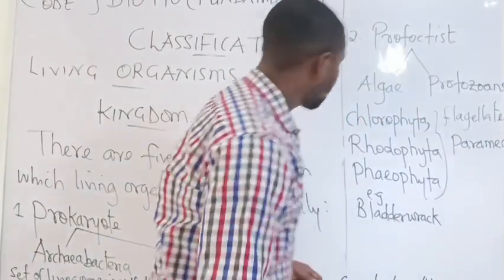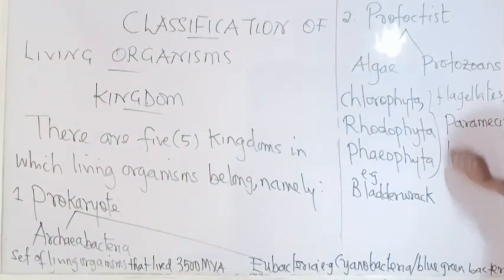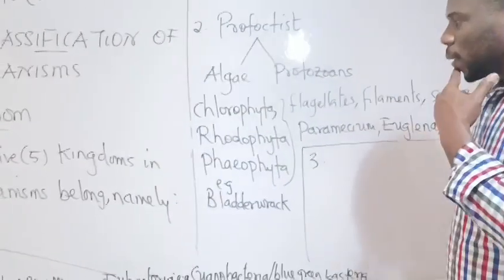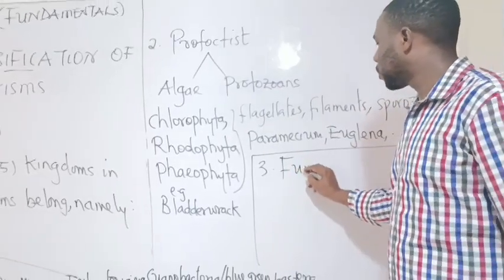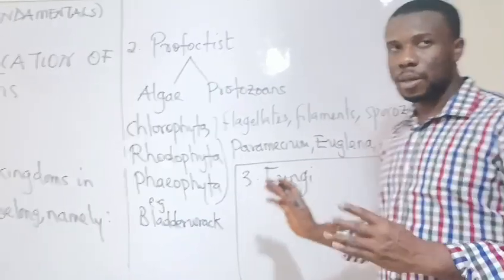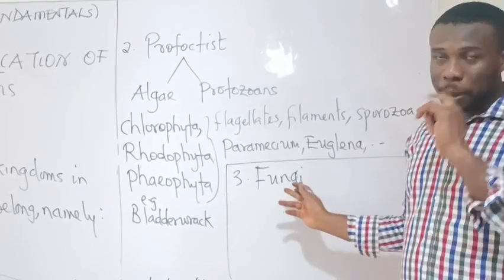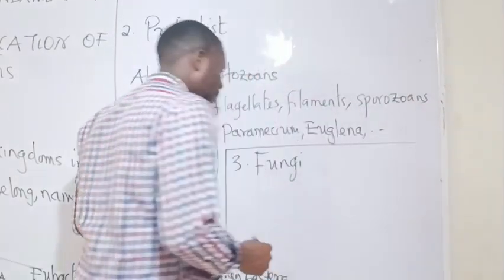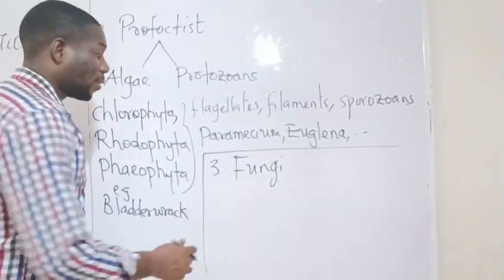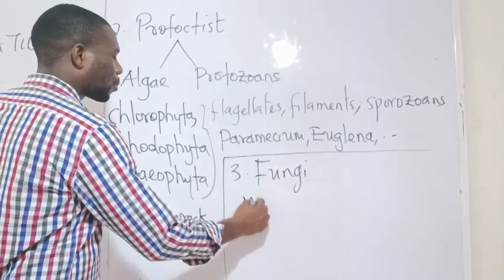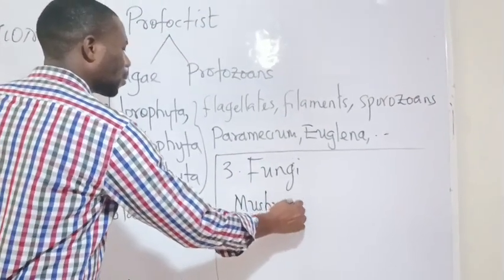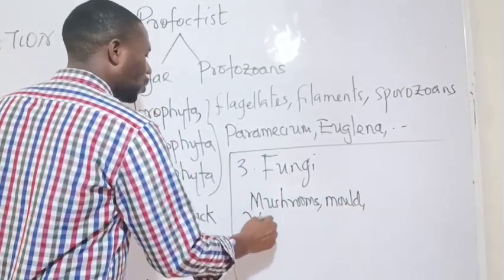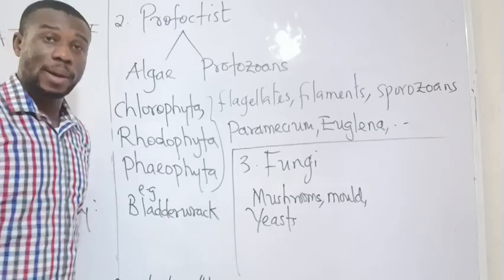All right. So the third kingdom, kingdom 3, is the fungi kingdom. I'll talk about this if someone needs it later. But let's look at the fungi. Examples of living organisms you find in the fungi kingdom: you have the mushroom, you find the mold here, and of course the yeasts also belong to the fungi kingdom.